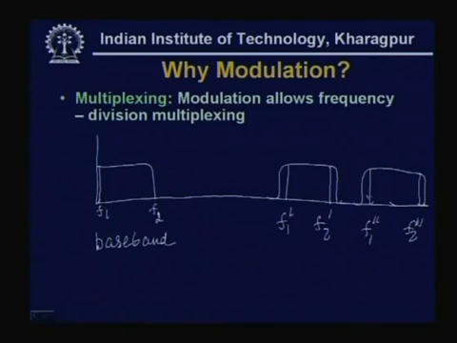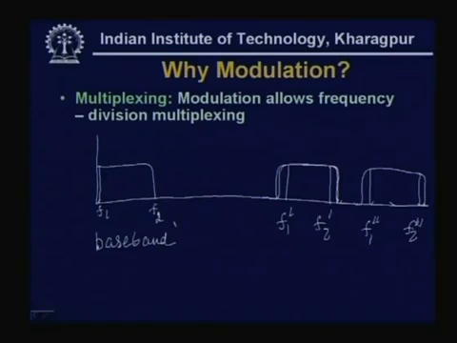As you can see here, you can separate them with the help of a band pass filter at the receiving end. In other words, this allows you to send both these two separate signals simultaneously through a transmission media. This process is known as multiplexing, and this allows frequency division multiplexing.